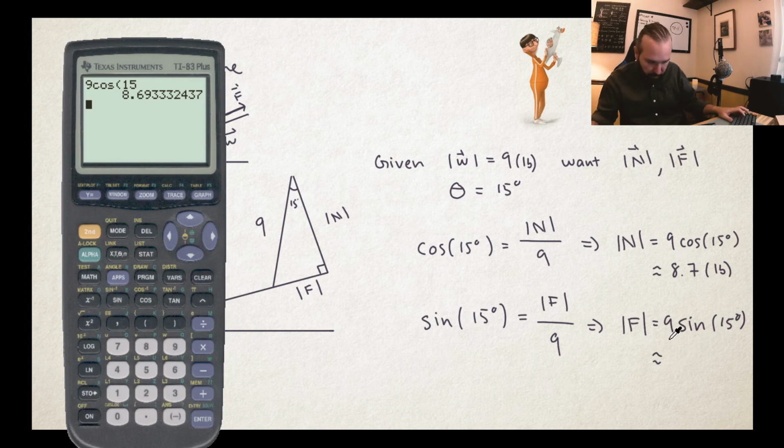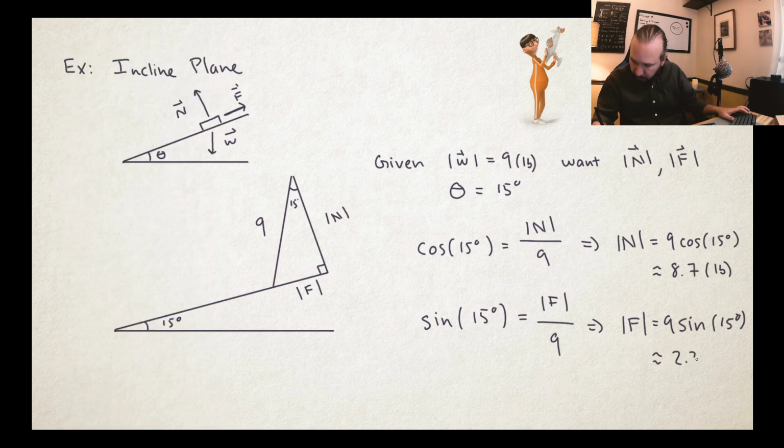Magnitude F. Okay, so I need to do 9 sine 15 degrees, 2.3. And this is also going to be a number of pounds. So that's it. Magnitude N is 8.7. Magnitude F is 2.3. Okay, good. Whew, I got it right. Okay, so there's that question.